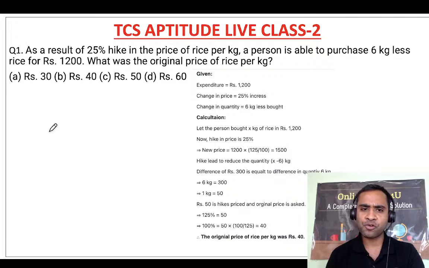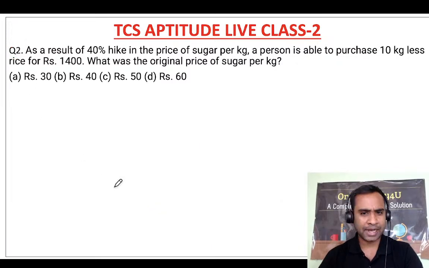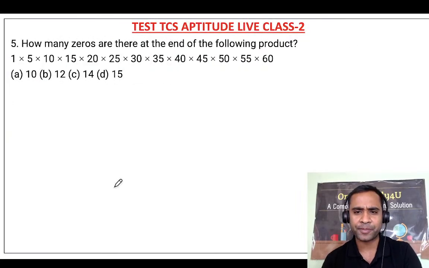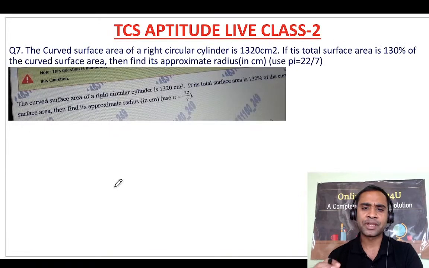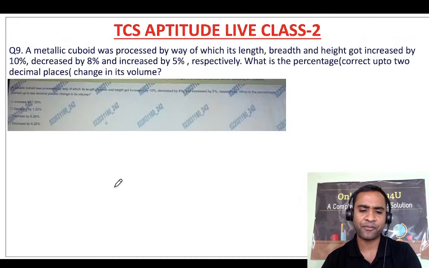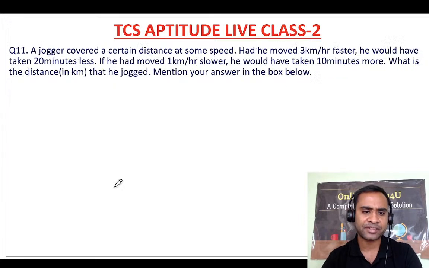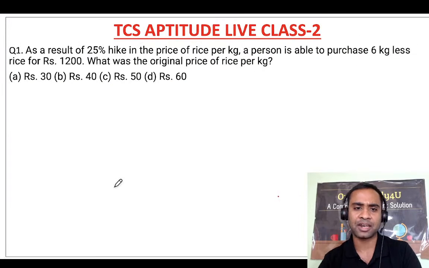Now question number 1. This is a question from percentage. Then we have questions from profit and loss, number system, data interpretation, mensuration, the curved surface area of a right circular cylinder, LCM and HCF, again mensuration, and time, speed and distance. We are trying to cover each and everything in the classes.